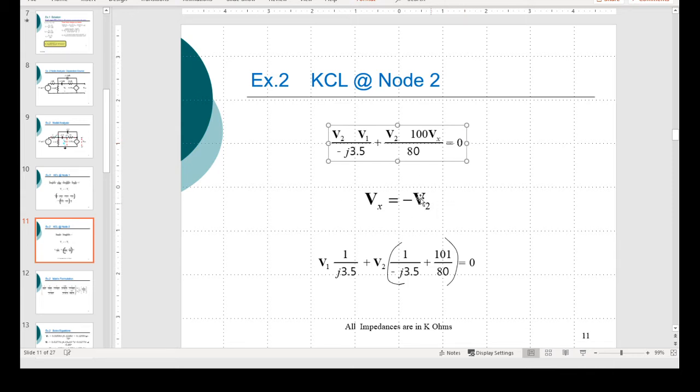Again, the same relationship connecting Vx and V2, we substitute it here. So that second term there changes to V2 plus 100 Vx. Again, you simplify, group like terms, and you end up with this nice equation. Now we have got two simultaneous equations in two unknowns, V1 and V2.